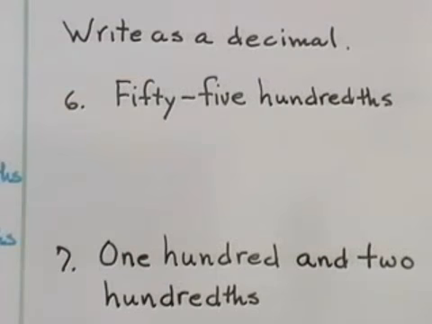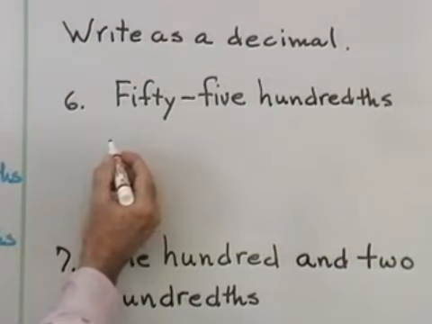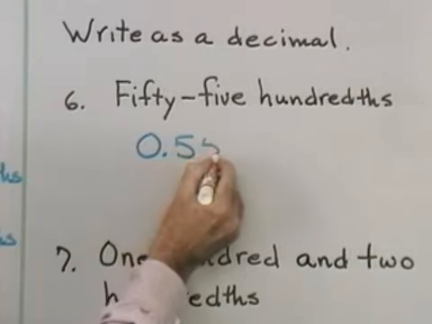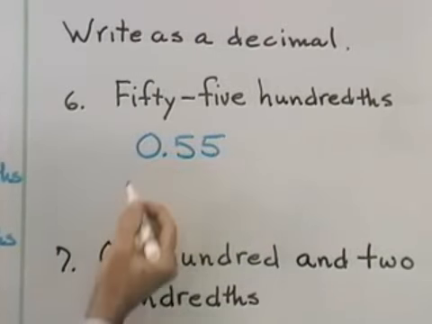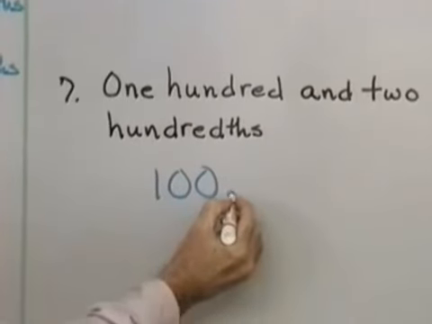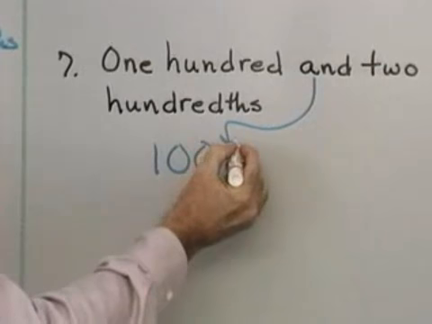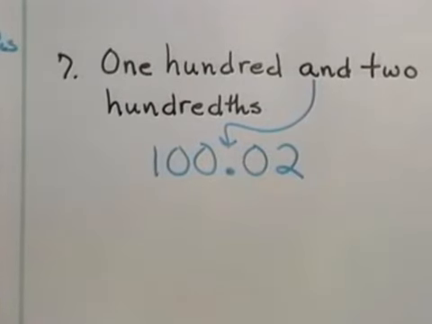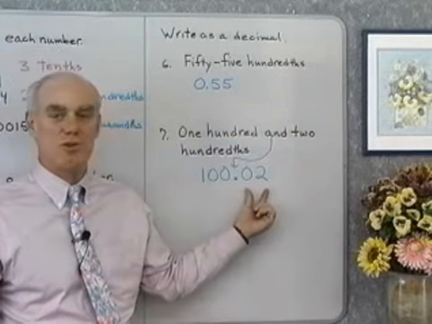Okay, let's look at the next numbers that I have over here. I want to take a number written in words and write it in symbols. And here I have 55 hundredths. So 55 hundredths would be 0 tenths hundredths. The next one I have 100 and 2 hundredths. So I have 100. My decimal point is what I use for the word and, 2 hundredths. So there is 100 and 2 hundredths.